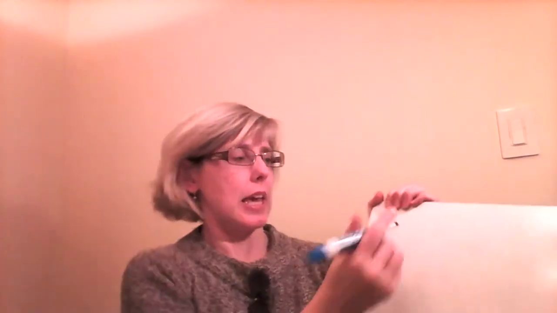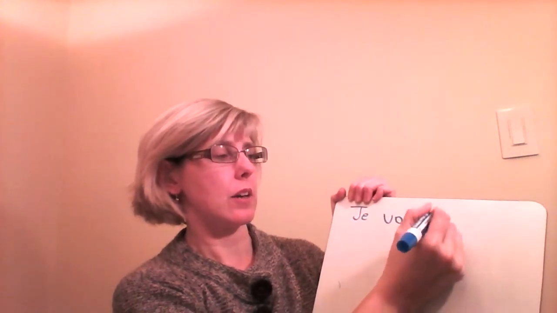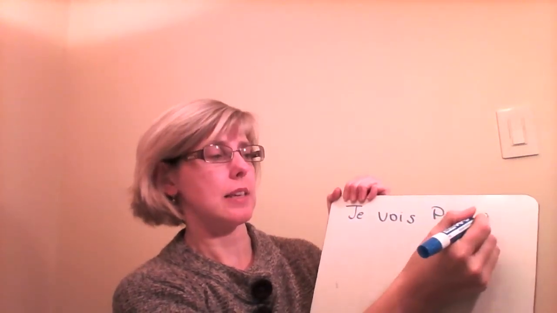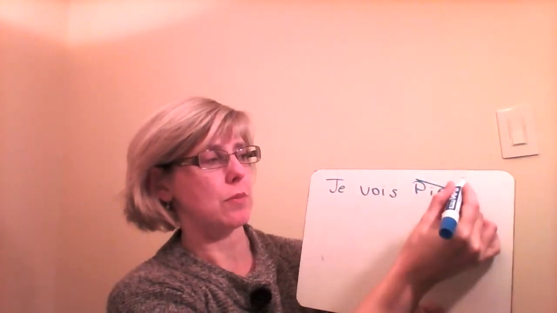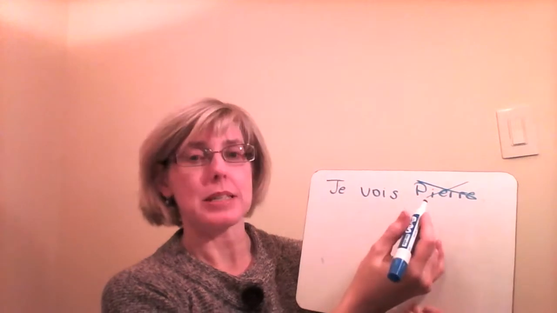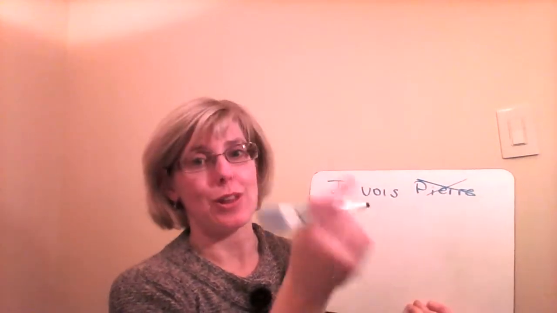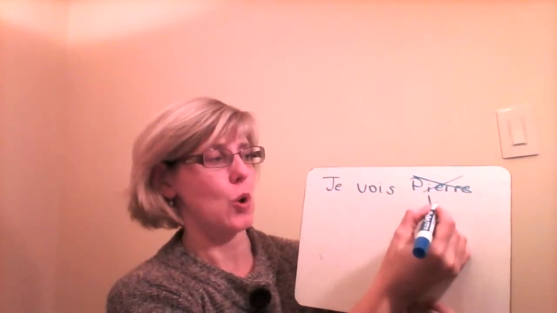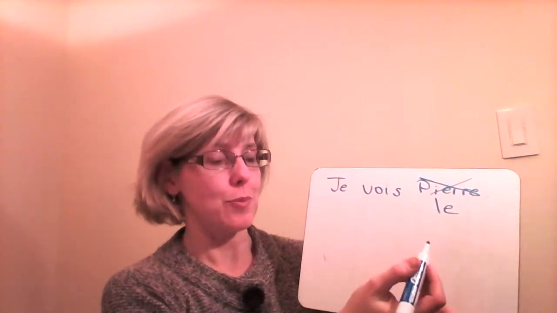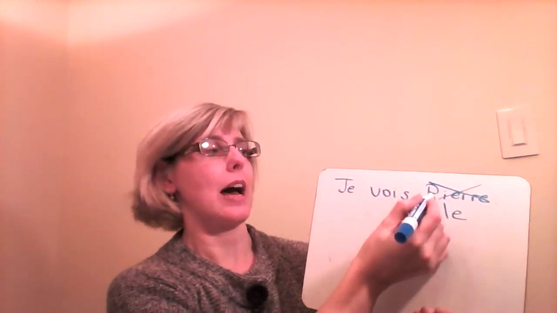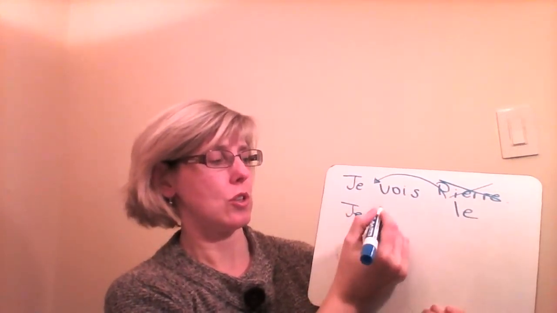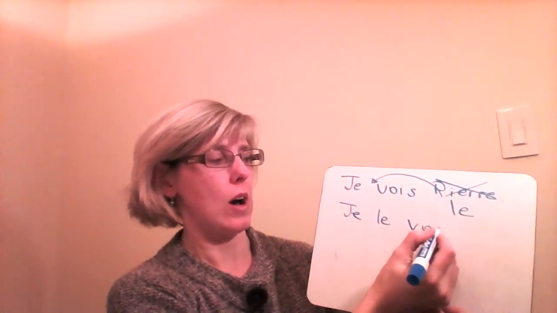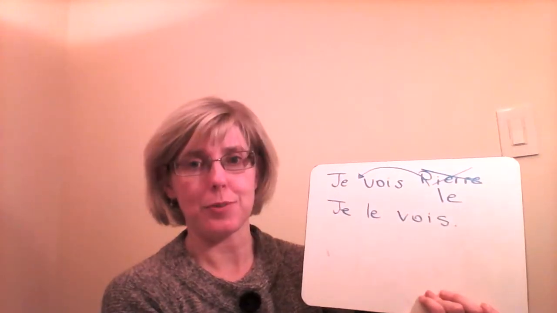So if I were to say, je vois Pierre, I see Pierre, I could change Pierre to a pronoun, and that would be similar to him. So if I look back in my chart that I just wrote down, le. And where does the pronoun go? Always, it goes avant le verbe, before the verb. So je le vois. I see him.